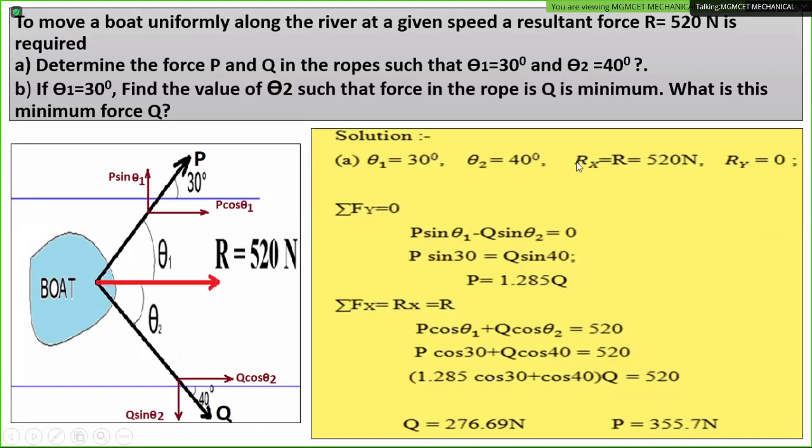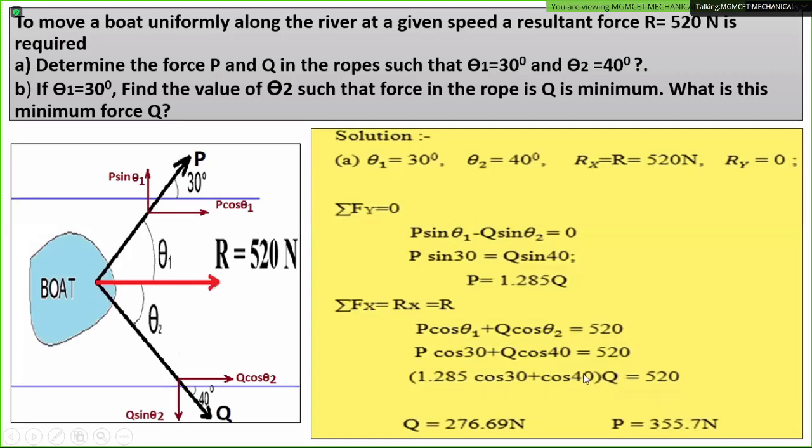Then the other conclusion I know: if a resultant is horizontal, its x component is nothing but the summation of Fx. So I will say summation of Fx is equal to the x component of the resultant, which is R here. That is nothing but 520. So add all the x components. First x component is P cos theta 1 acting towards right, positive, plus Q cos theta 2, because it is also acting towards right. So P cos theta 1 plus Q cos theta 2 is equal to 520. That is nothing but the resultant's x component.